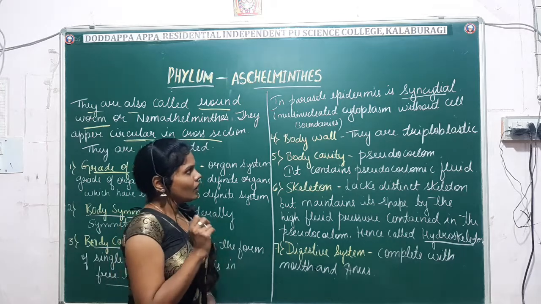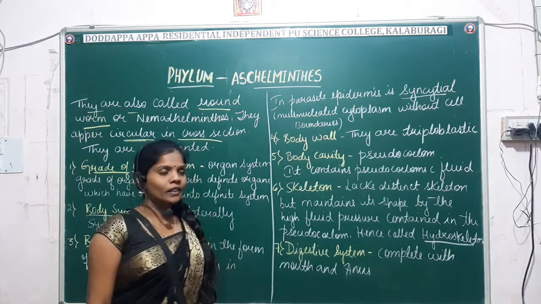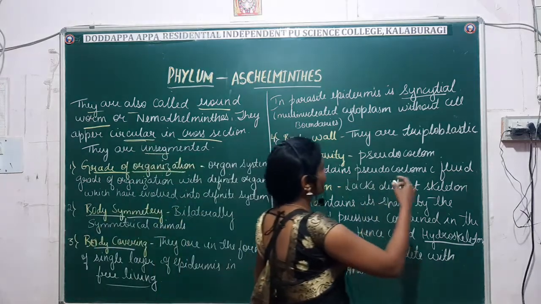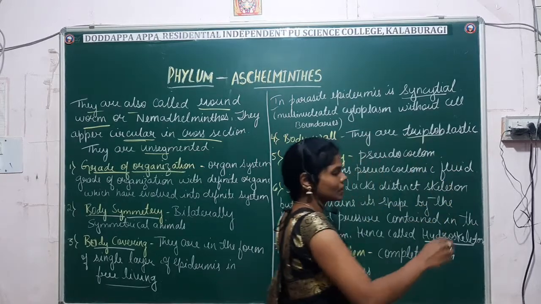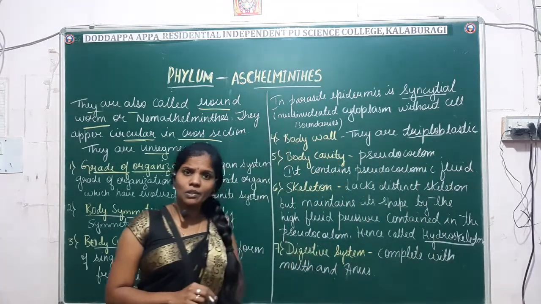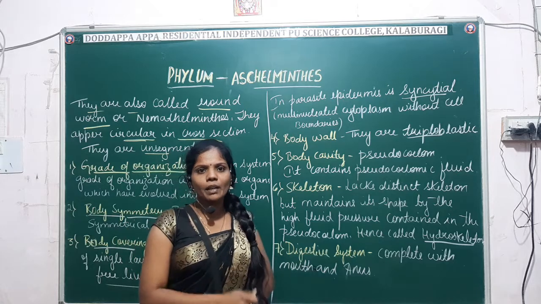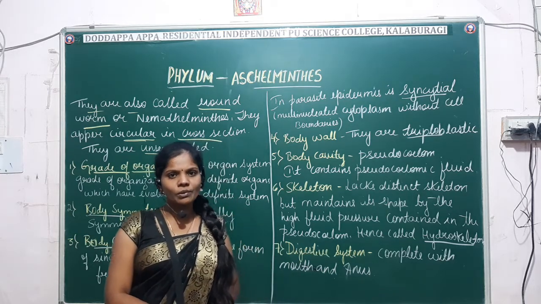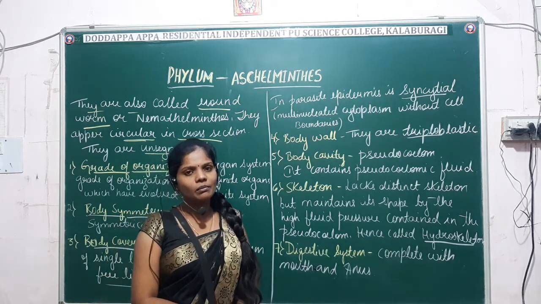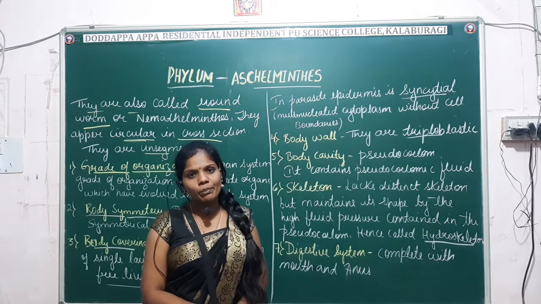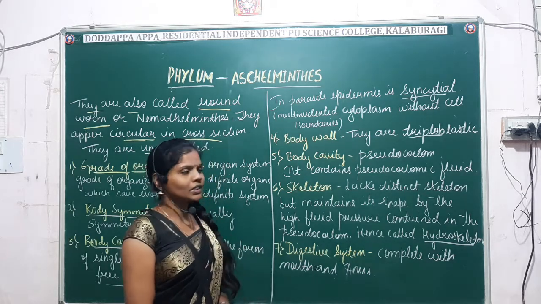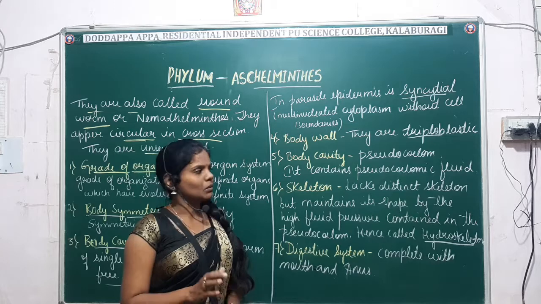Then what about the body wall? Aschelminthes are triploblastic animals. Triploblastic means they are made up of three germ layers: the outer ectoderm, the inner endoderm and the middle mesoderm.